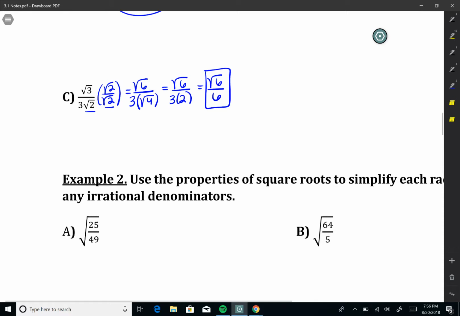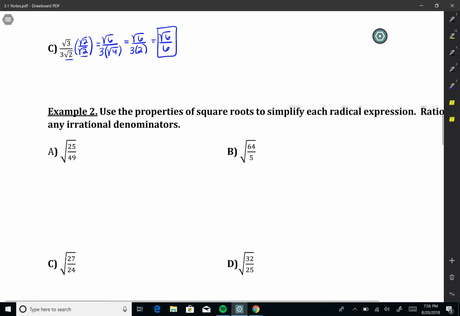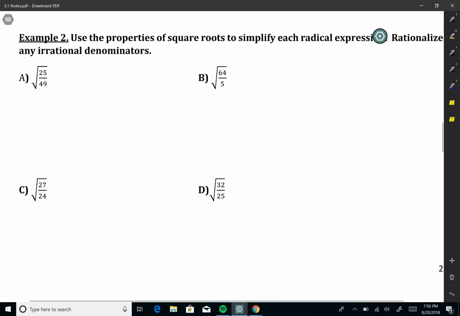All right, so the reason we did that is because we're going to use our property, our quotient rule, and see if we end up with anything that's irrational in the denominator. We're going to have to use that process to make sure that it is a rational number.